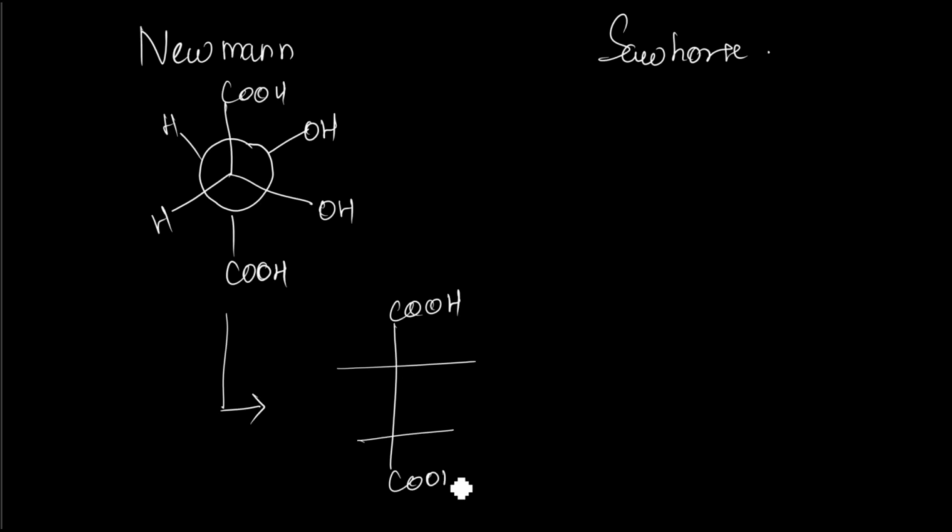So for converting to Fischer, I'm writing it like this. COOH, and on the other side I have COOH. For this carbon, COOH, to the left side hydrogen, right side OH. From here OH and H. But this is an inverted way, so you have to be careful about that. OH and this is H, right?